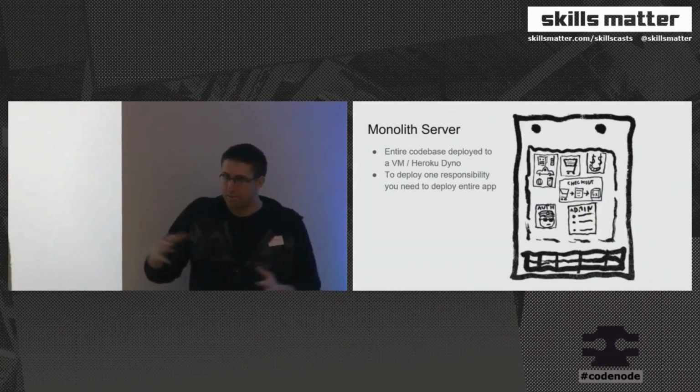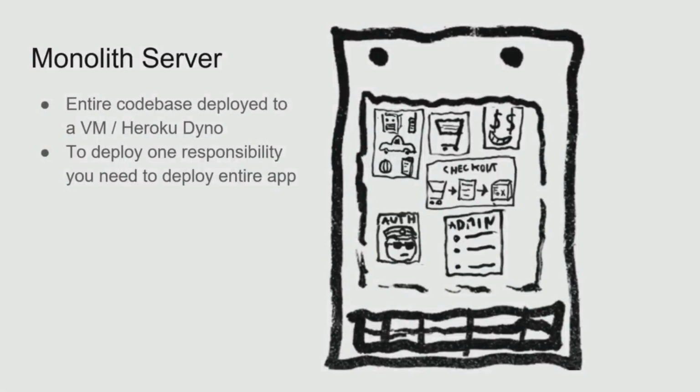When it comes to deploying them to a server, you will pretty much take your entire code base, wrap it somehow, bundle it together and just ship it to a server, VM, EC2 instance, or let's say a Heroku Dyno. But you need to do that as a whole. If you, let's say, find a typo in your code, you need to fix just that one responsibility, that one part of the application. Again, you cannot just ship that one part. You really need to bundle that entire code base and ship it as a whole.